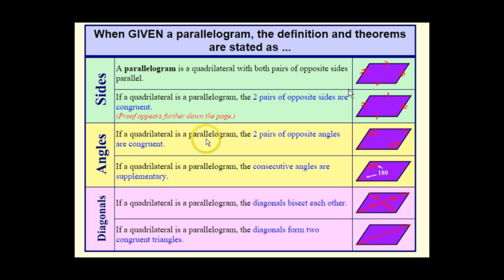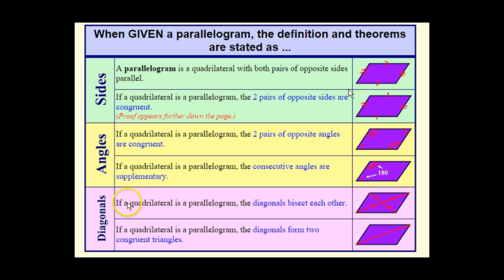The third theorem says if a quadrilateral is a parallelogram, then the two pairs of opposite angles are, and you're going to fill in the blank, congruent. And if parallelogram, then the consecutive angles are not congruent, notice, supplementary. Okay, and you'll have to write this whole word out, supplementary. Notice in the picture that they're not congruent and that we put the little 180 there.